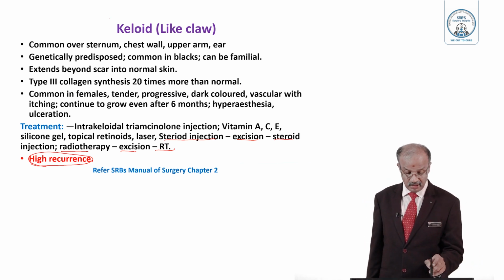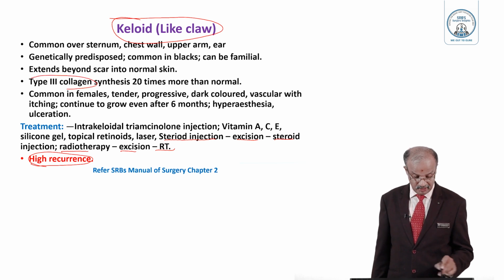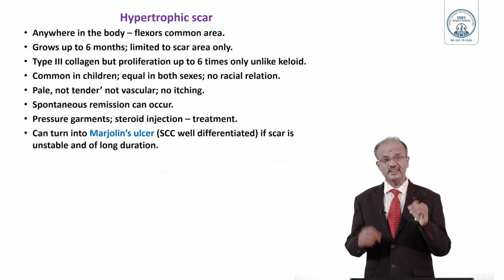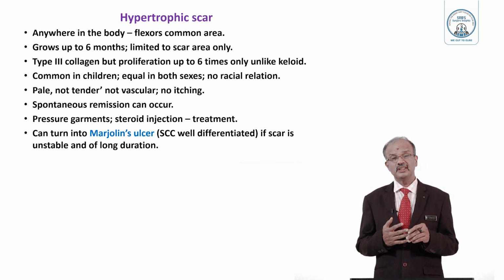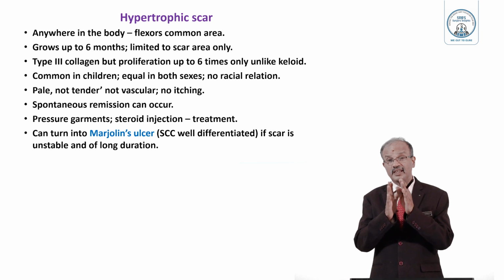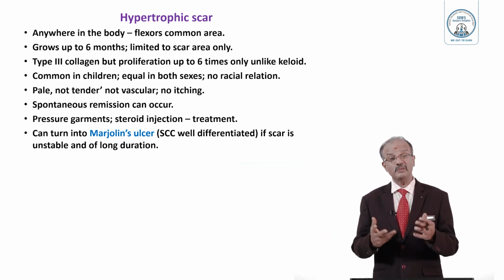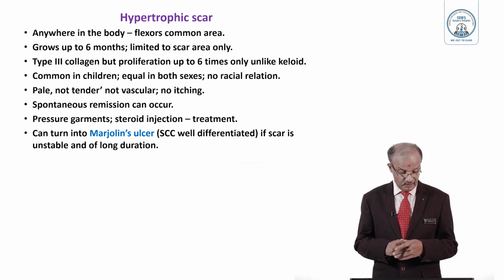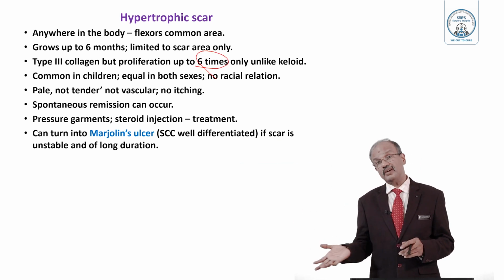There is a point which you remember, very commonly asked, short note, MCQs, viva: type 3 collagen, 20 times. These are the two things which are very important. Hypertrophic scar is different, it's less problematic, usually lasts for 6 months and is limited to the scar tissue, unlike keloid which goes beyond. It is not vascular, no itching, not usually painful and tender, sometimes of course, but not as much as a keloid. And it's again type 3 collagen, but the proliferation is less, 6 times, whereas keloid is 20 times.